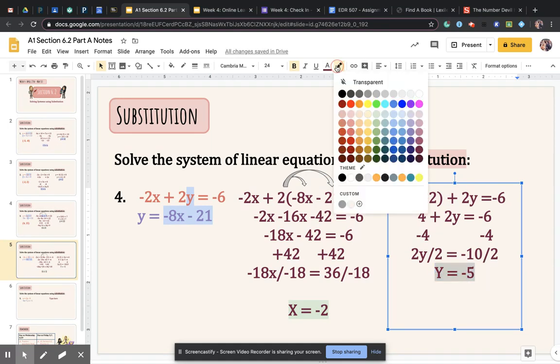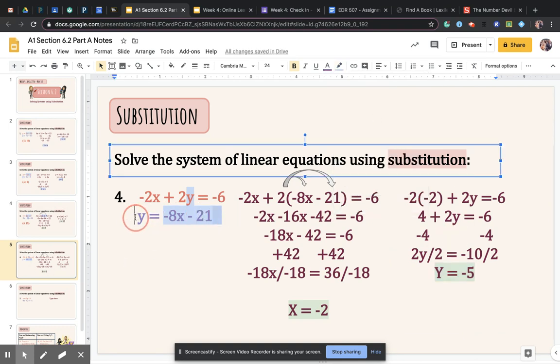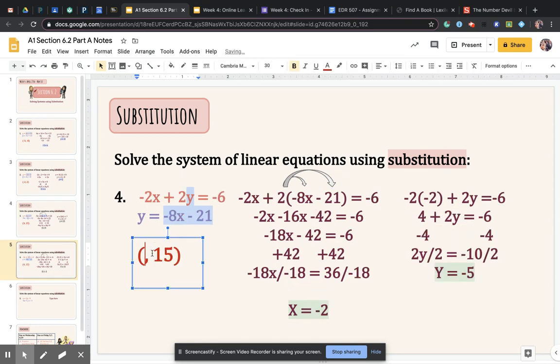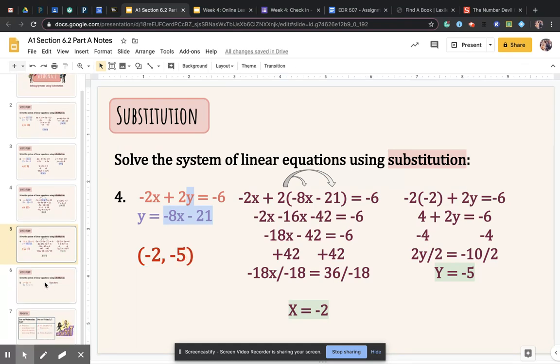Please note that, again, if you use the other equation, right? If I did y equals negative 8x minus 21, just to give you an idea, negative 8 times negative 2 gives us negative 16, or positive 16, sorry. Positive 16 minus 21 still gives us negative 5. So it does work. So our x value is negative 2, and our y value is negative 5, and that is our answer.